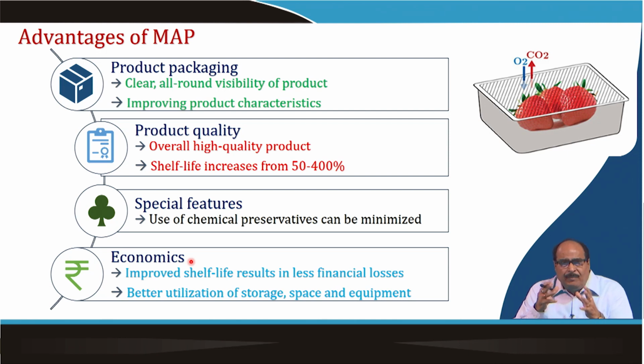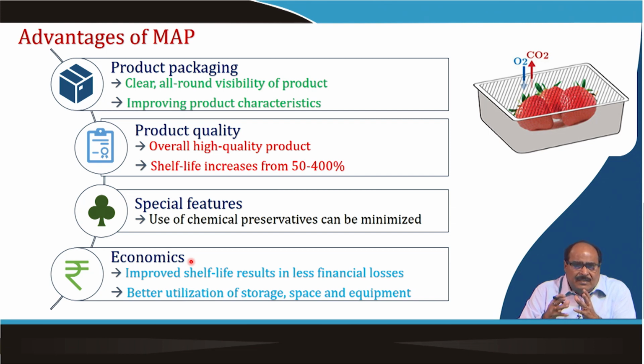So, MAP of course has some advantages, but also some disadvantages. We will discuss first the advantages of MAP. Number one, the product packaging: you can get a clear all-round visibility of the product and it improves the product characteristics, improves the shelf life and the value of the product. Overall high quality product, and shelf life increases from 40 to 50, even 400% in some cases, depending upon the produce and the conditions that are maintained.